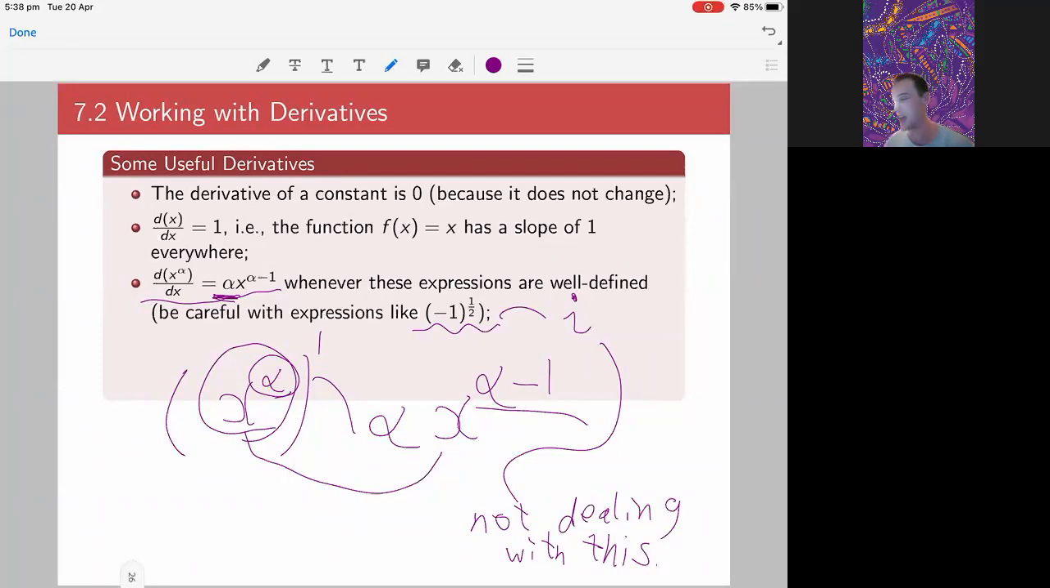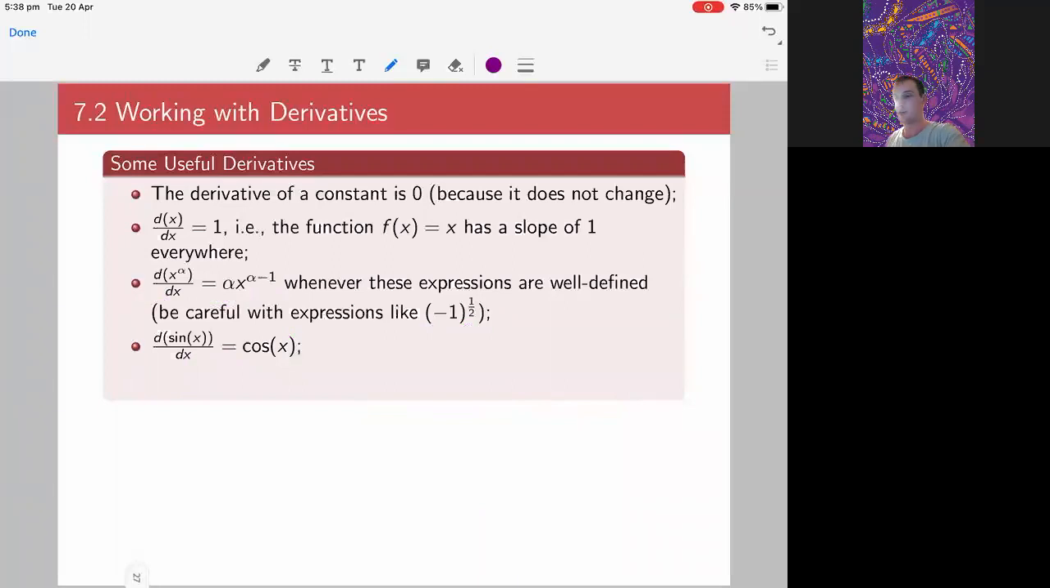Maybe that makes you a bit sad, it makes me a bit sad, but mostly, in order to make this expression make sense in this course, what we need to insist on is that either x is positive, or if x is negative, we need to make sure that alpha is a whole number.